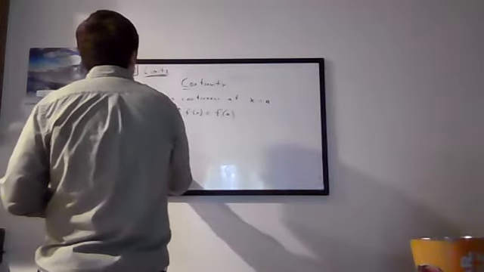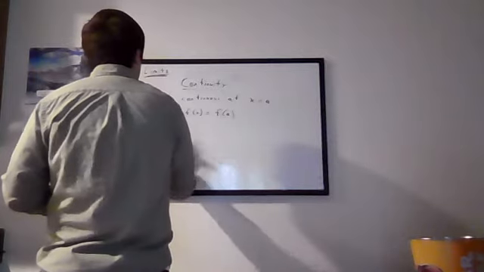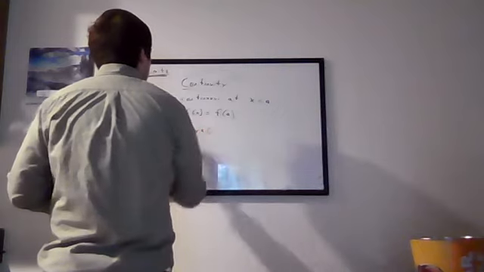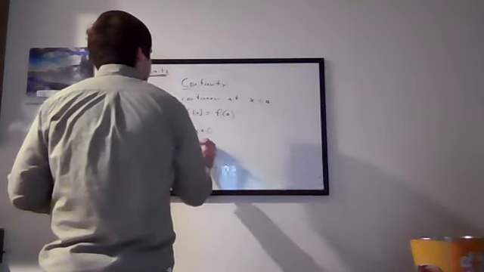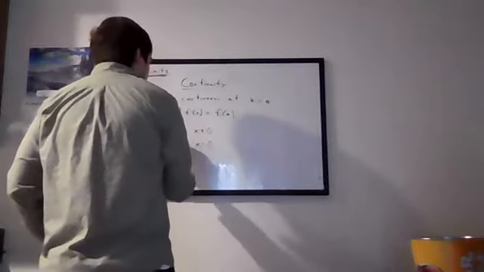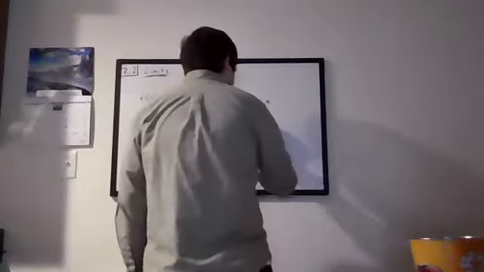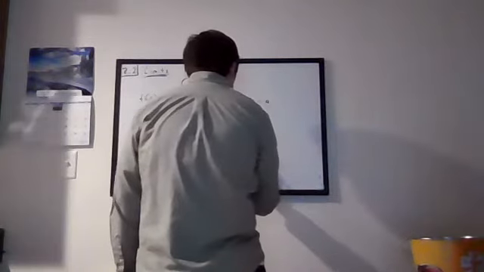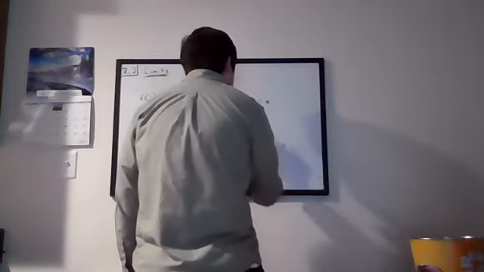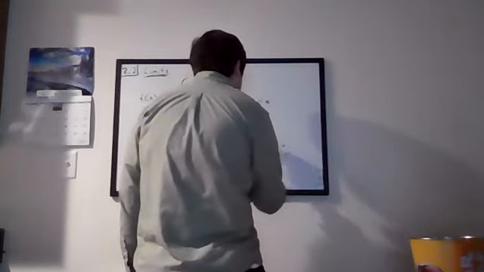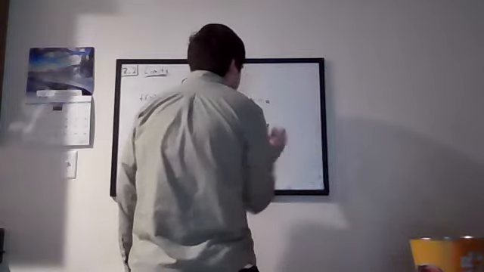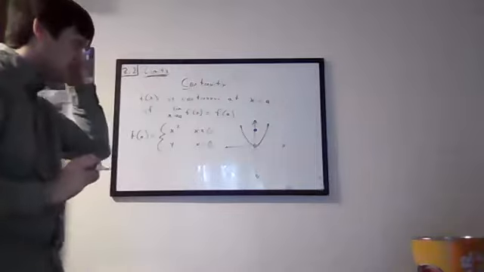The first example I have is, let's take f of x to be the function x squared when x is not equal to 0, and 4 when x is equal to 0. This is what we've seen earlier. I used 4 before, so I'll stick with it. The graph is going to look something like this. We put a dot at 4, and the rest of the graph looks like that.